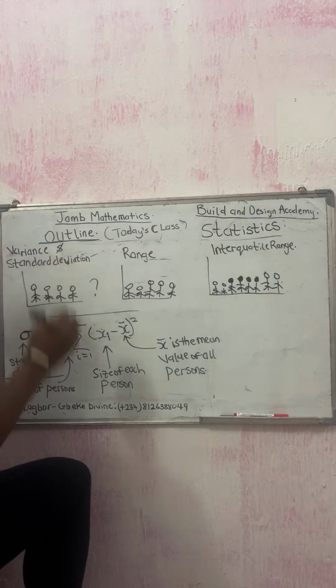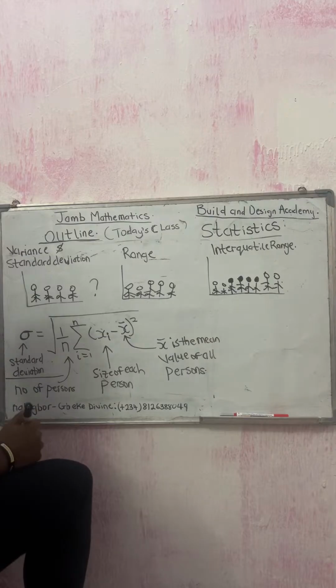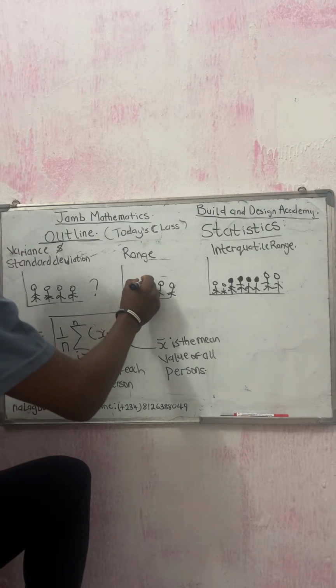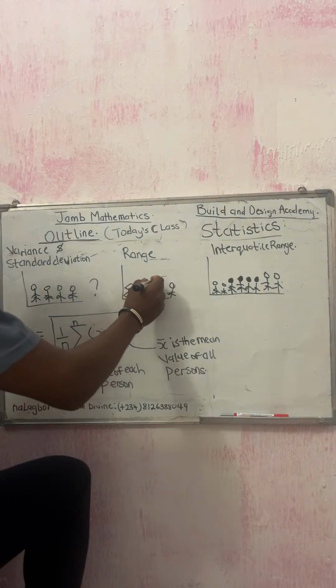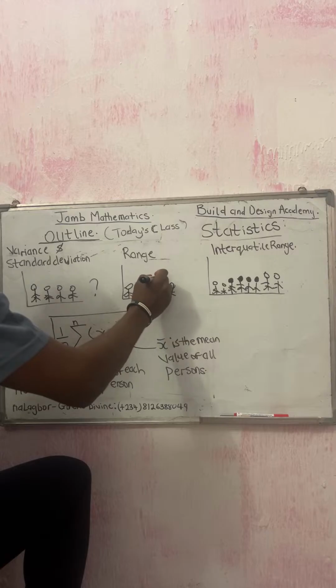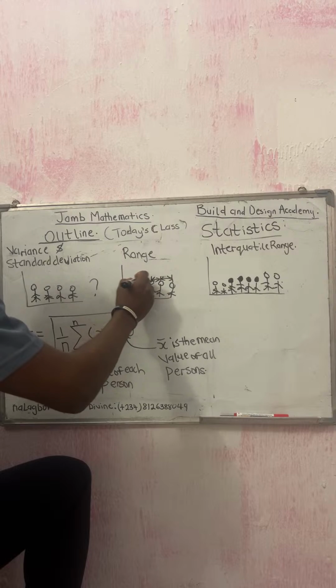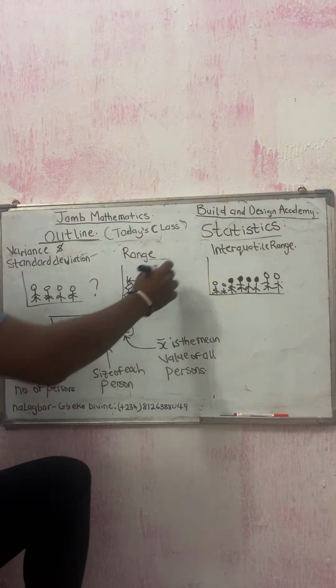And you get your value for the standard deviation. Now the range is simply telling us the distance from the middle term to each of the terms. What is the range from the middle term to each of the terms? That's what our range is simply telling us.